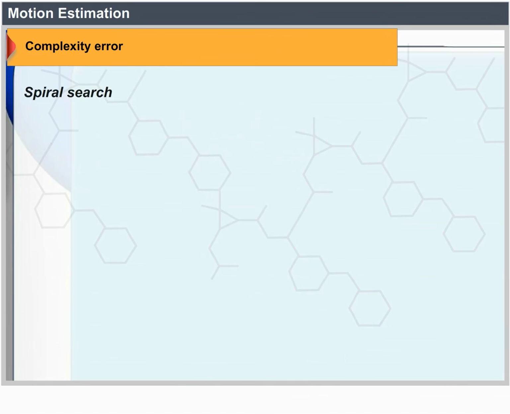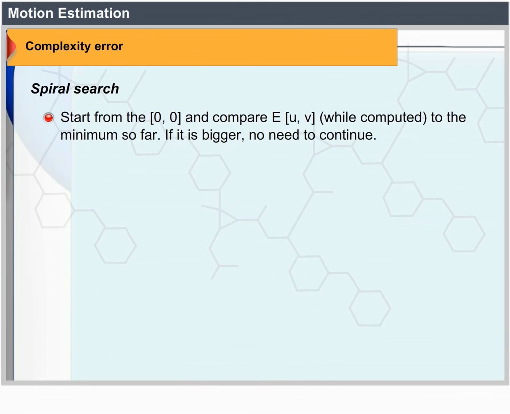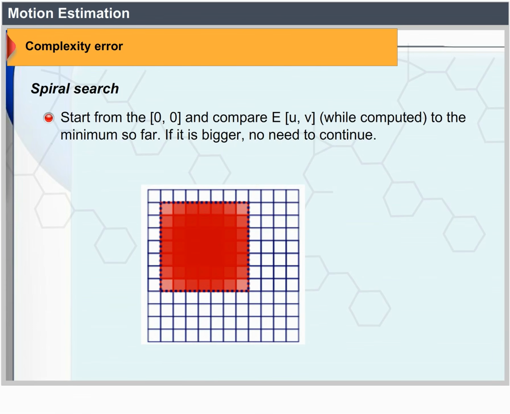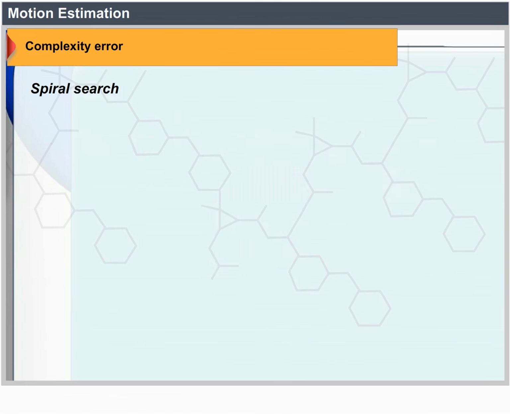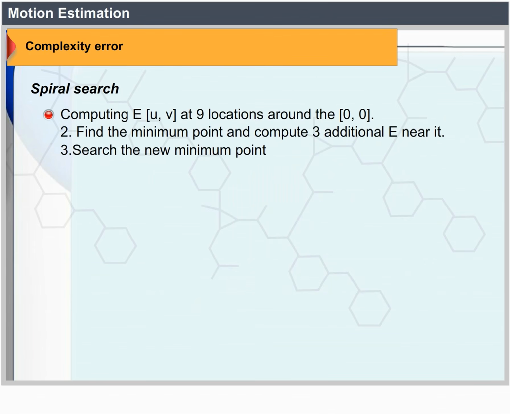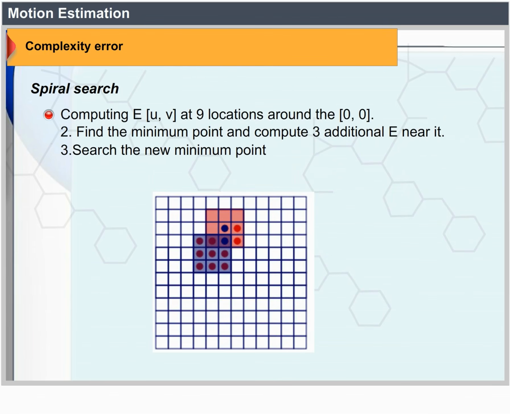Spiral search. Start from E(0,0) and compare E(u,v) while computing it to the minimum so far. If it is bigger, there is no need to continue. This can be represented as follows. Compute E(u,v) at 9 locations around E(0,0). Find the minimum point and compute 3 additional E rows or columns near it. Search for the new minimum point.